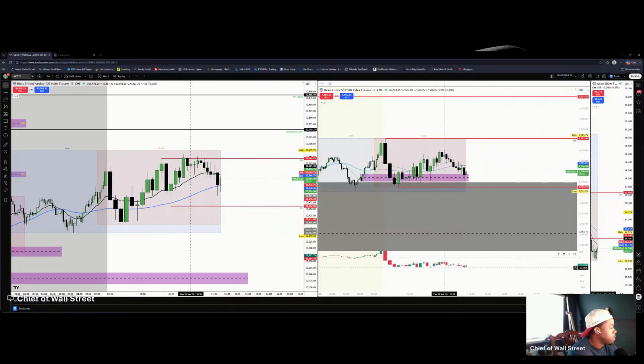And yeah, I'm looking at my CVD. You see how we got a slight curve to the downside right here. Slight curve to the downside.